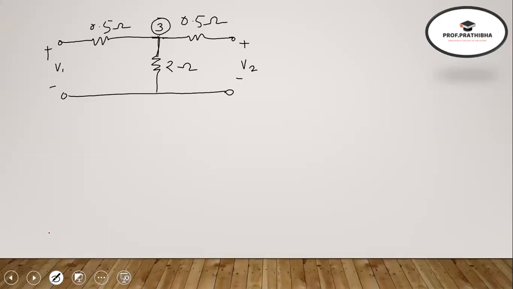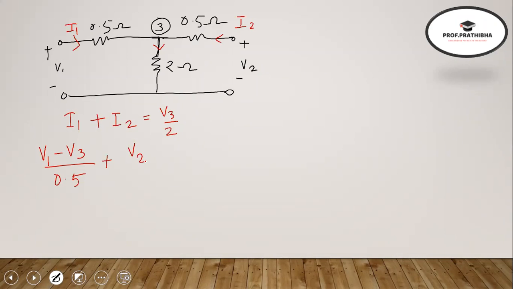So now I'm going to find out again my parameters. Let's find the parameters for this. What will I write? I1 is coming in from here, I2 is coming in from here, and I3 will go out here. So I1 plus I2 is equal to V3 upon 2. And what is I1? I1 is V1 minus V3 upon 0.5, plus what is I2? It is V2 minus V3 upon 0.5, and that is equal to V3 by 2. Now your job again is to find V3 equal to something. So please find V3 equal to.